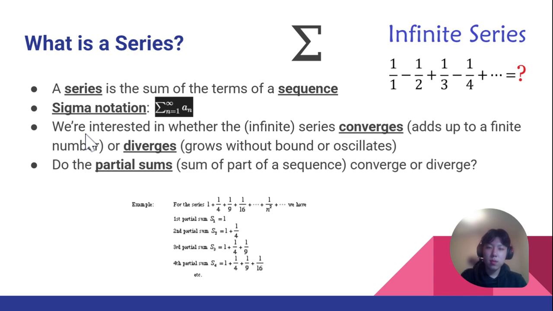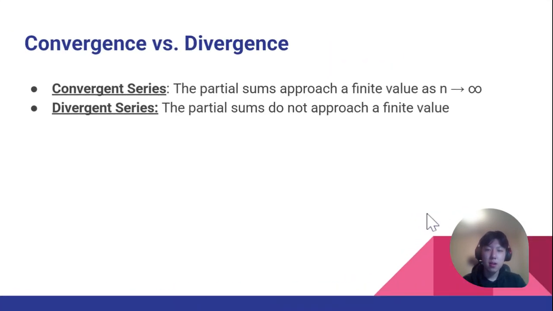You've seen sigma notation in your previous math classes before, and we're interested in knowing whether the infinite series converges, adds up to a finite number, or if it diverges, which means it grows without bound and doesn't converge to a finite number. So the question we want to know is, do the partial sums converge or diverge? The partial sums just being the sum of part of a sequence, as you can see down here.